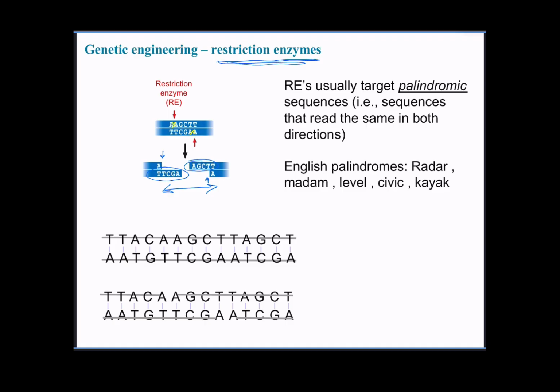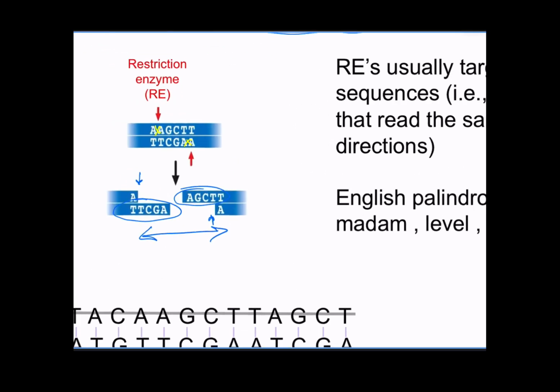Palindromic sequences are those that read the same way, one direction or the other. So some fun palindromic English words: radar, madam, level, civic, kayak. Any of these words, you can read them backwards and they read the same way. So that's what a palindrome means, and we borrow that term to describe what these restriction enzymes do in cells, and that is recognize sequences that read the same way, one way and the other.